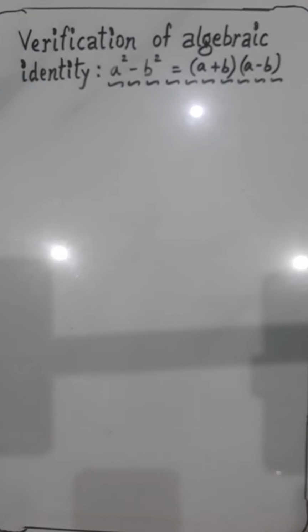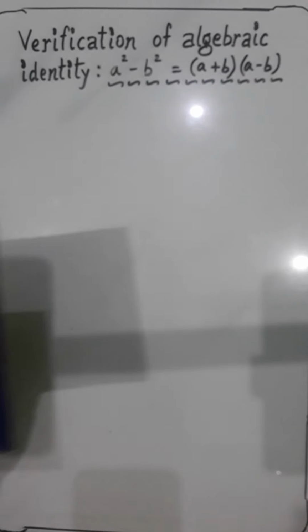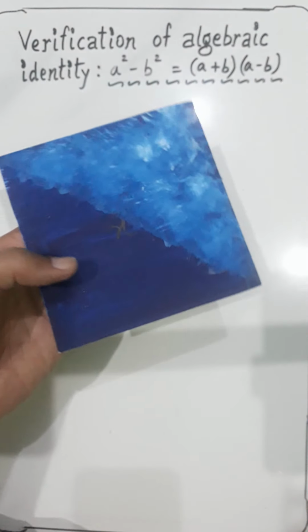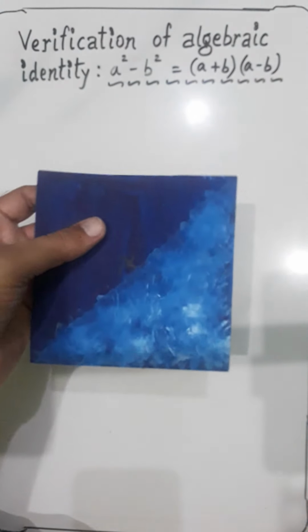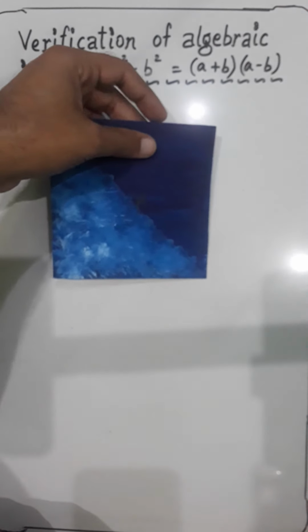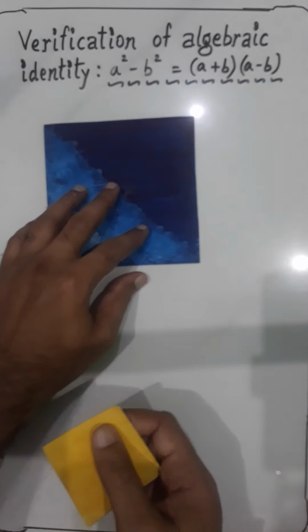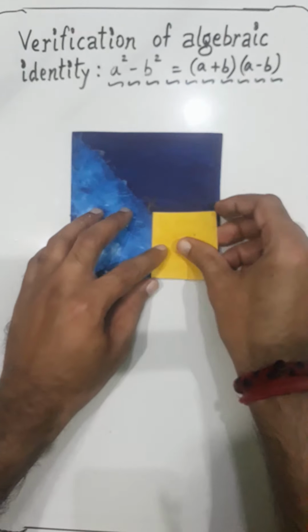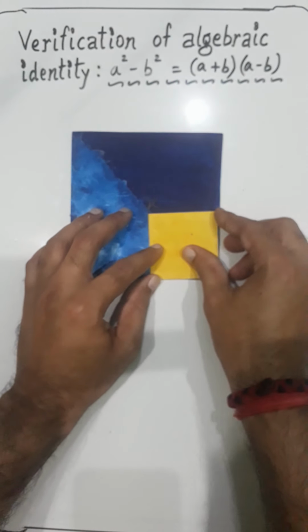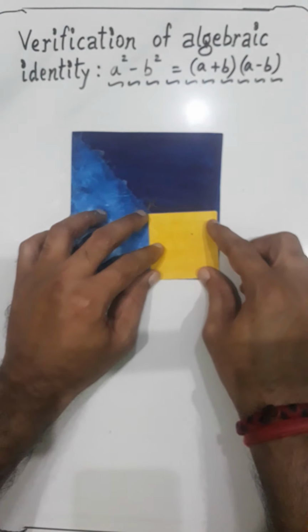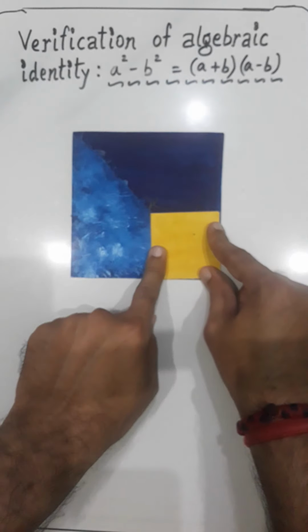The identity that we are going to see today is a square minus b square, and let us see how we can show this experimentally. As you can see, there is a square minus b square, that is why we require two squares. One is this, that is a square, and the other one is this, that is b square. So this is what is required.